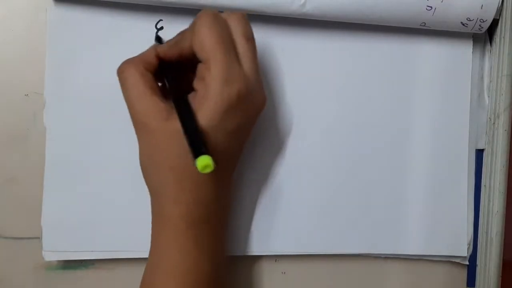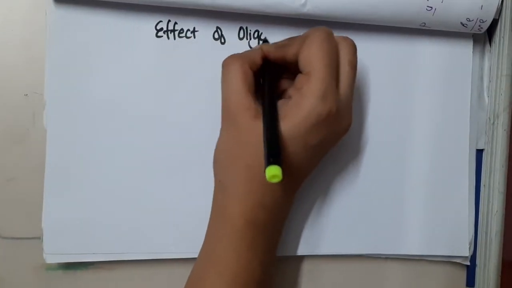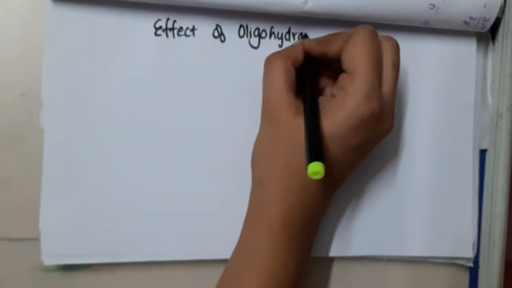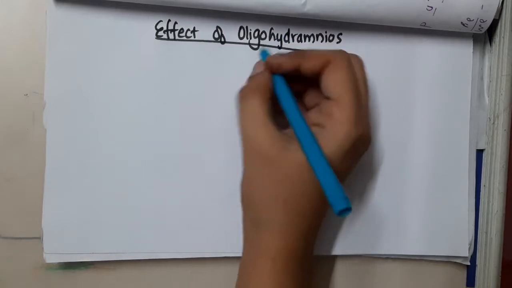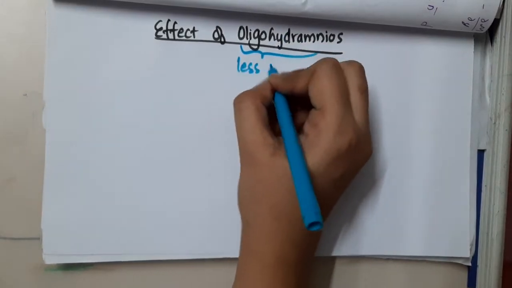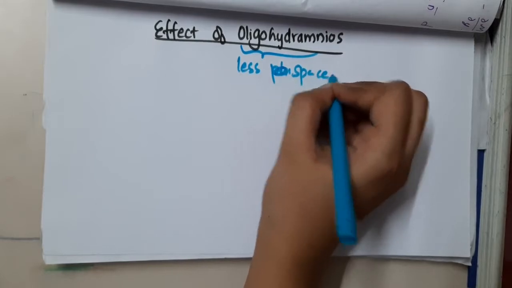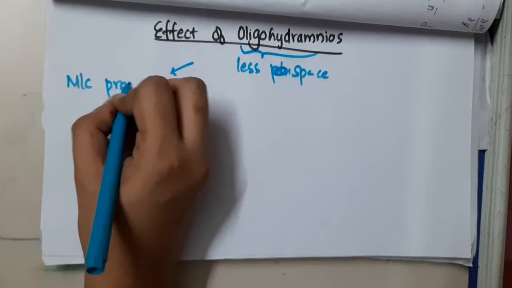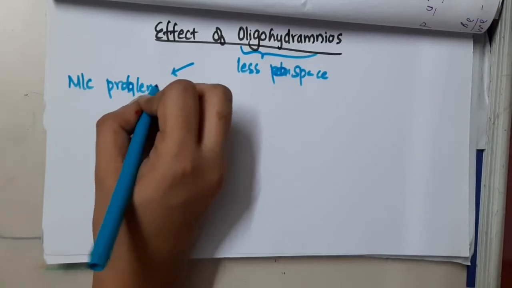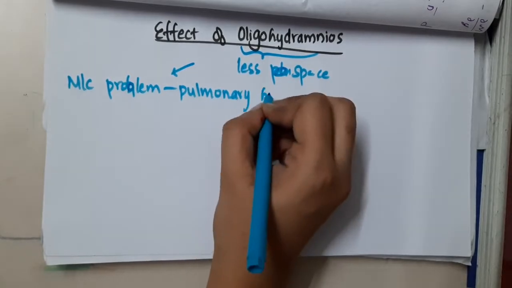Then let us now learn about the effects of oligohydramnios. In oligohydramnios there is definitely less space, so the fetal parts cannot grow properly. The most common problem seen in oligohydramnios is pulmonary hypoplasia.